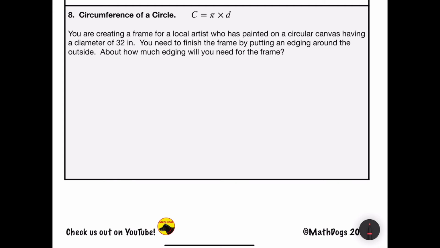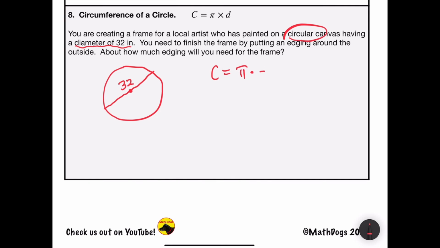So again, in the problem I see it's a circular canvas, so I'm going to draw a circle. Doesn't have to be perfect, it's just to visualize. Then I'm going to label my diameter as 32. So I'll find about the center and draw a line from edge to edge through the center. That's my diameter of 32. Now I'm going to use the formula. Circumference equals pi times the diameter. I'm looking for the amount of edging around the outside, so that means I'm looking for the circumference.